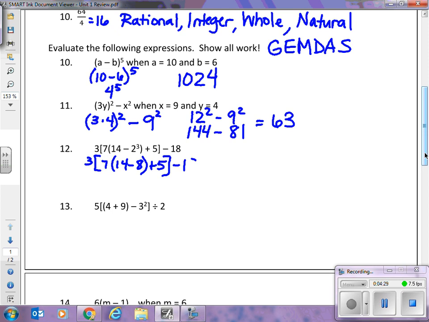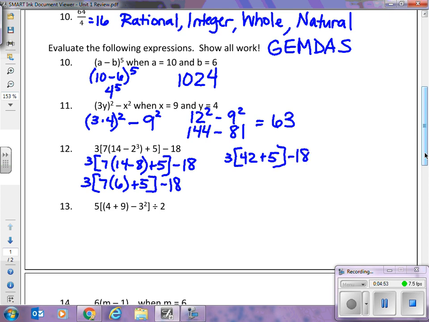bracket minus 18. Okay, staying in brackets, you still have those parentheses. 14 minus 8 is going to make 6. So we have 7 times parentheses 6 plus 5 in brackets minus 18. Still staying in brackets, you want to multiply next. So 7 times 6 is 42 plus 5 in brackets minus 18.